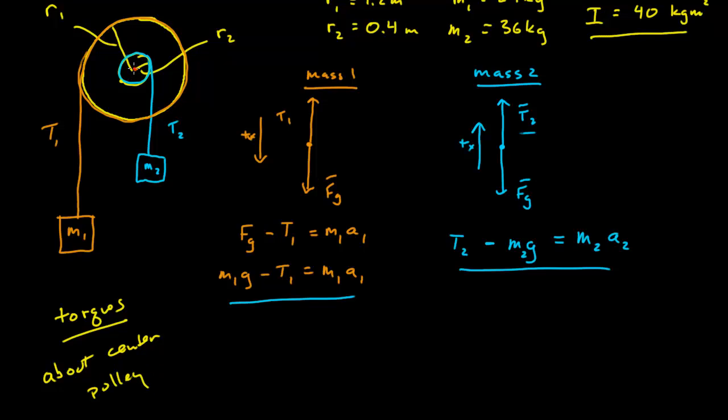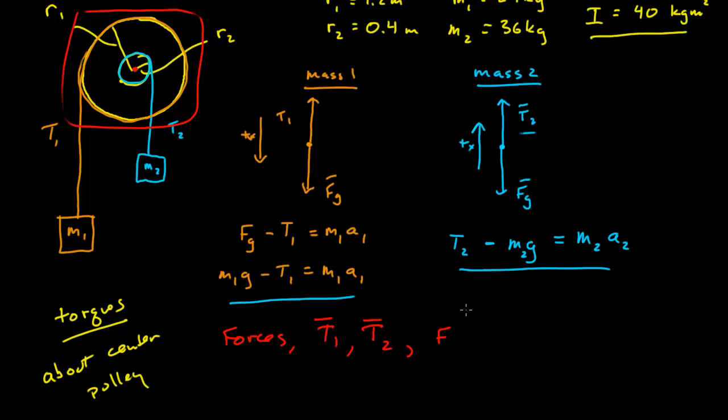So we're going to stay right here in the center, and we're going to look at doing the torques. Okay, so what are the forces now on the pulley? If I draw a box around my pulley, the forces are T1 and T2, and also there's the contact force, which I'll just call F, the contact force of the axle.